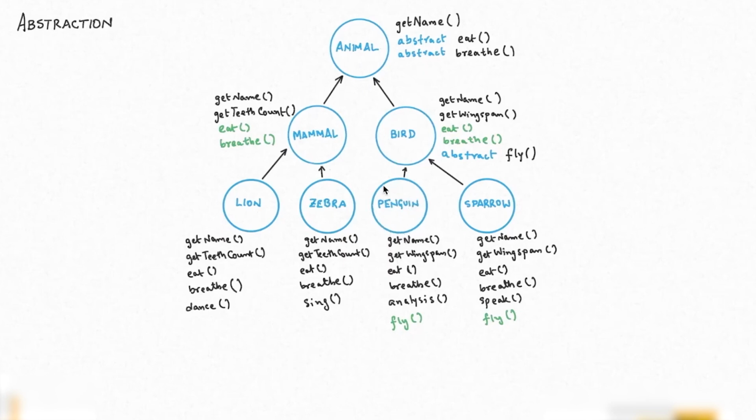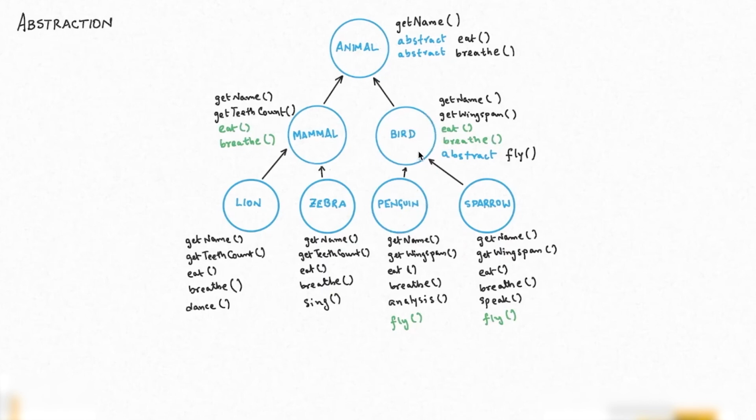In the same way, any penguin object will also have the getWingspan method because the getWingspan method is a method of the bird class, and penguin inherits from the bird class. When penguin inherits from the bird class, it inherits all of its methods as well. So penguin will have getWingspan, eat, and breed.